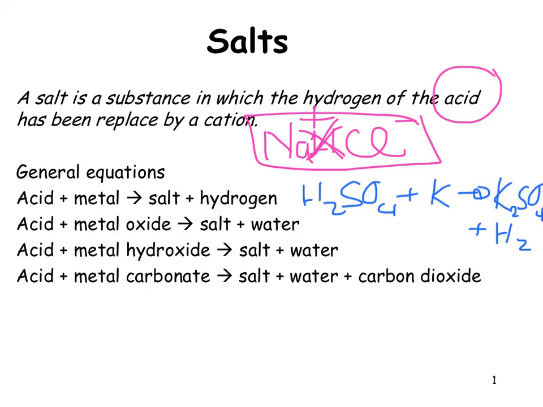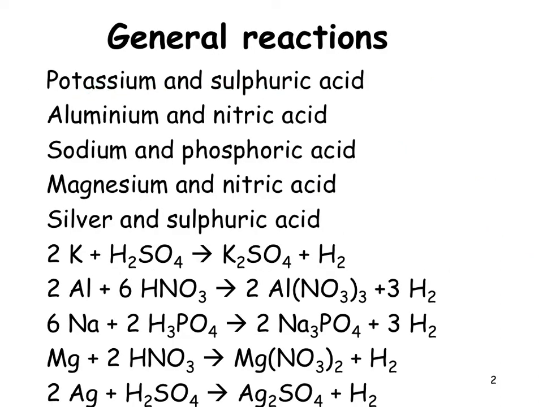Let's look at specific examples. So if I had potassium and sulfuric acid, I would get potassium sulfate and hydrogen. Aluminium and nitric acid, aluminium nitrate and hydrogen. Sodium and phosphoric acid gives you sodium phosphate and hydrogen. Magnesium and nitric acid give me magnesium nitrate and hydrogen. And finally, silver and sulfuric acid gives me silver sulfate and hydrogen. I'm not sure if that one would work very well because actually silver is less reactive than hydrogen, but in theory, there you go. It's another example.